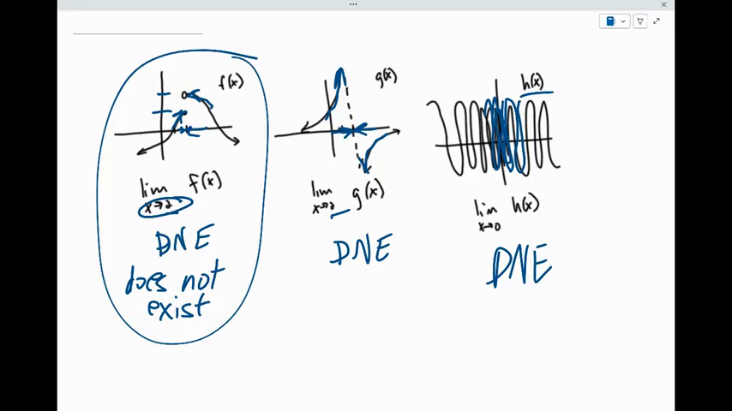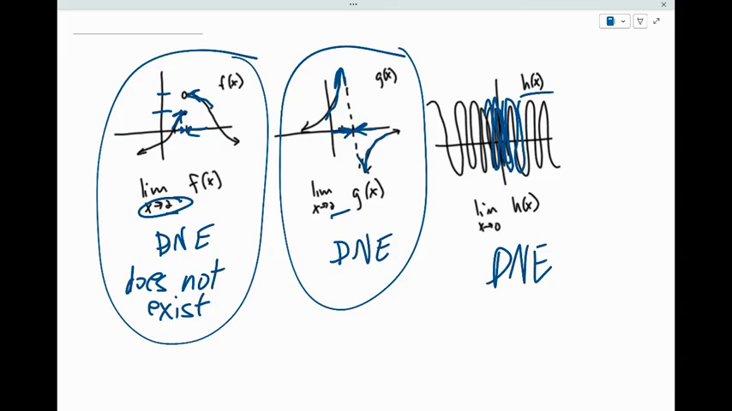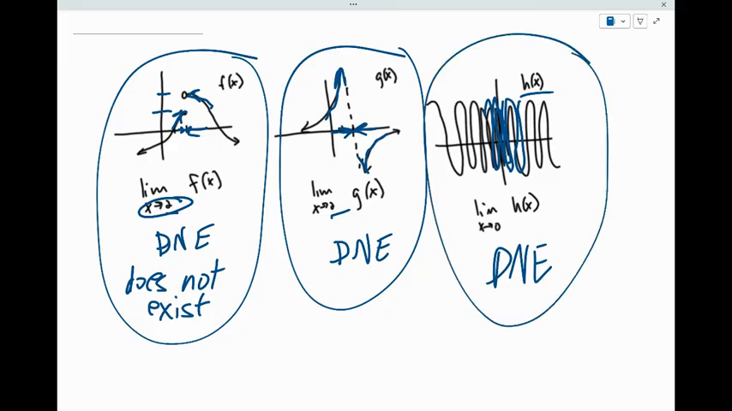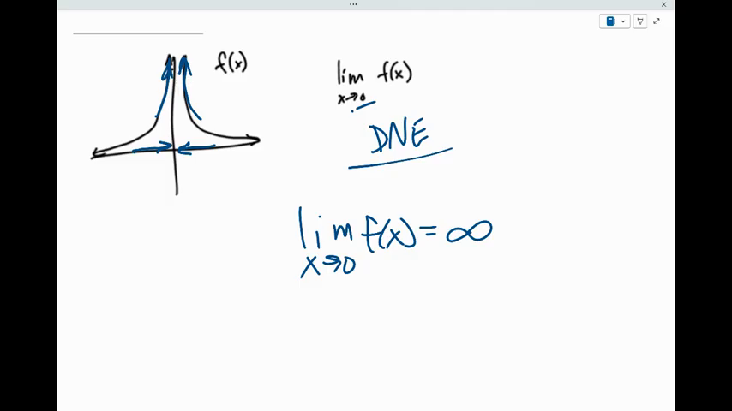Yes, it's true the limit as x approaches 2 doesn't exist. It never will. But we can predict what's happening if you're approaching 2 from the left, and we can predict what's happening if you're approaching 2 from the right. This limit here of g of x will never exist. No matter which side you're coming from, they're not coming together, and the same is true with h of x. But we will introduce a way to handle infinite limits a little bit later in the chapter.